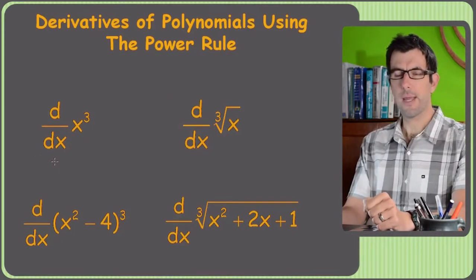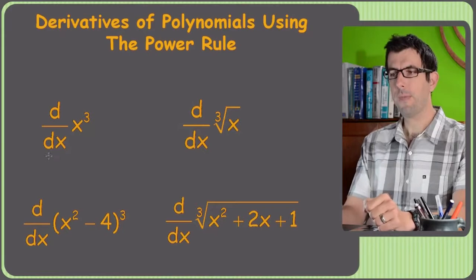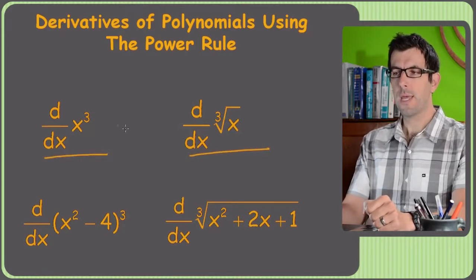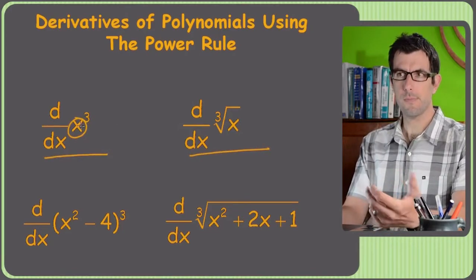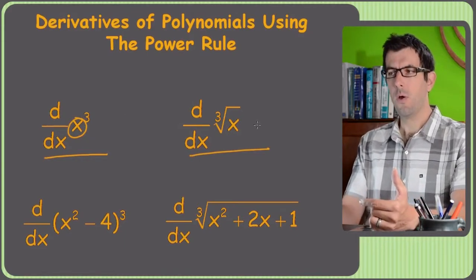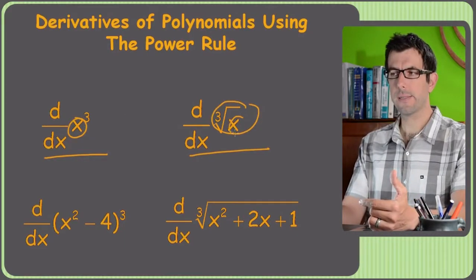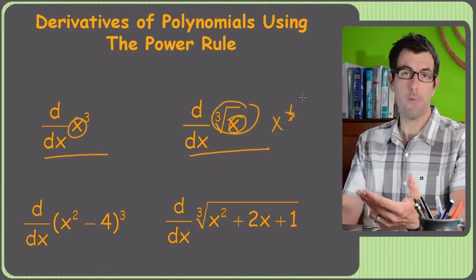As you can see, we got a couple of problems here. I mentioned in the last video that we could work without the chain rule if we had just a plain old x raised to a power, or if we had a plain old root of x, we're still okay, because that would just be x to the 1/3, which is really just a power of x.